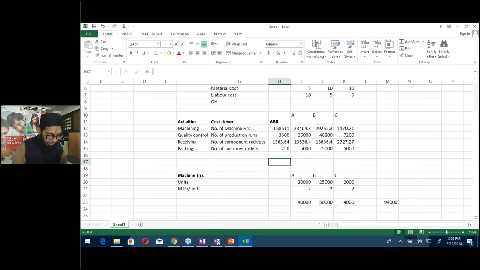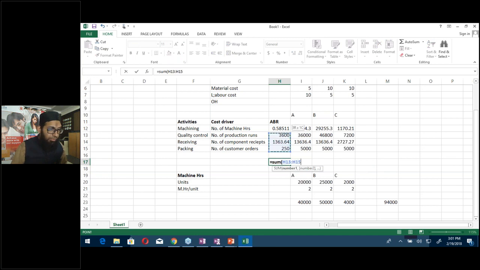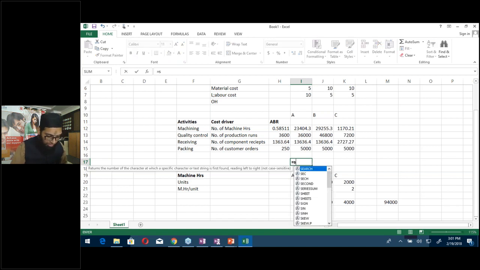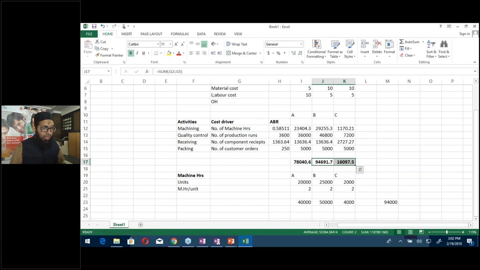Now I can have the total of overhead, that will be 5214.22. So if I copy, sorry, I have made the wrong total. I have to do the total for product A, so it will be equal sum 78040.6. When I copy and paste it, I will get the total answers for product B and C.